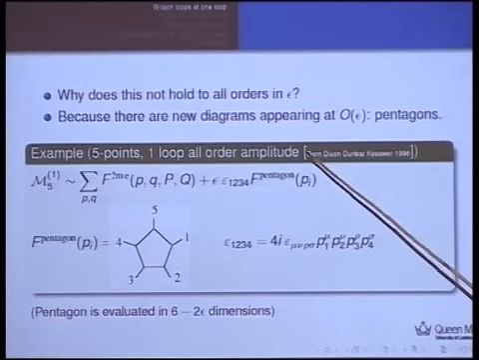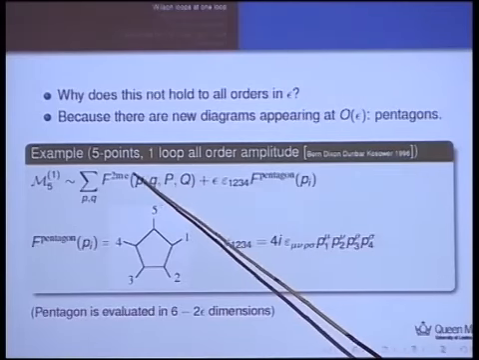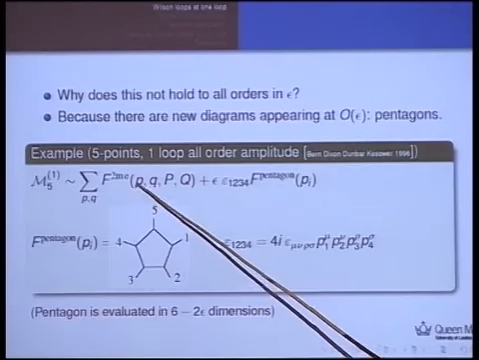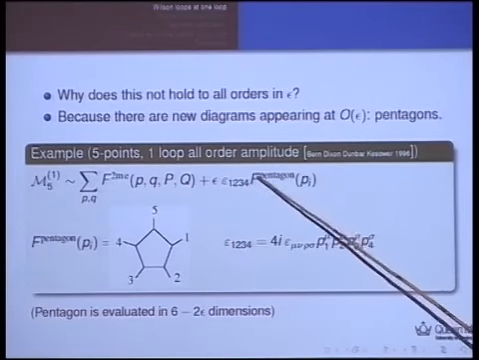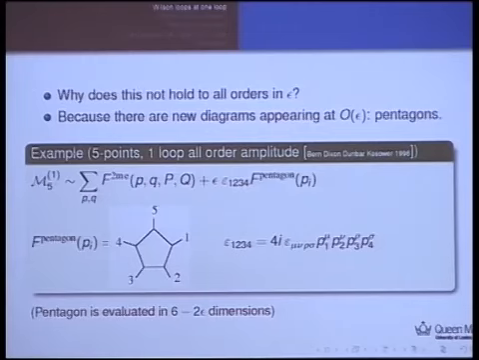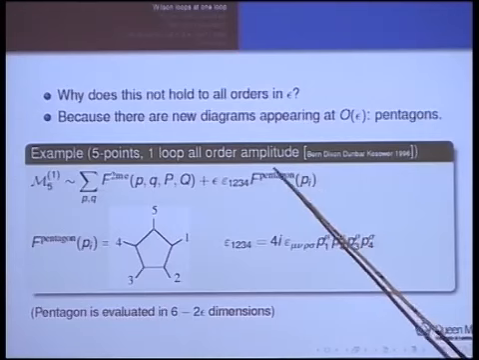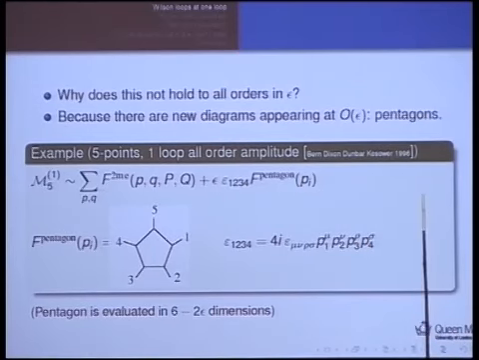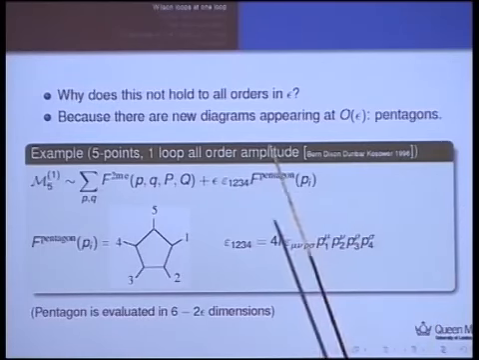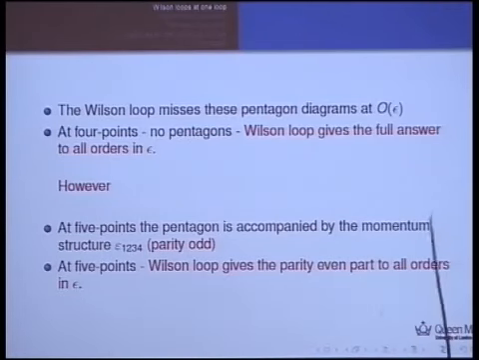The 5-point amplitude, just to take an example, is given by a sum over 2 mass easy box functions, that was the bit that we've calculated, plus a pentagon term which appears at order epsilon, multiplied by this tensor structure here, which is parity odd. Okay, so this bit is not calculated by the Wilson loop. And this also doesn't appear to be conformal, or not in the standard sense anyway. So the Wilson loop misses these pentagon diagrams.